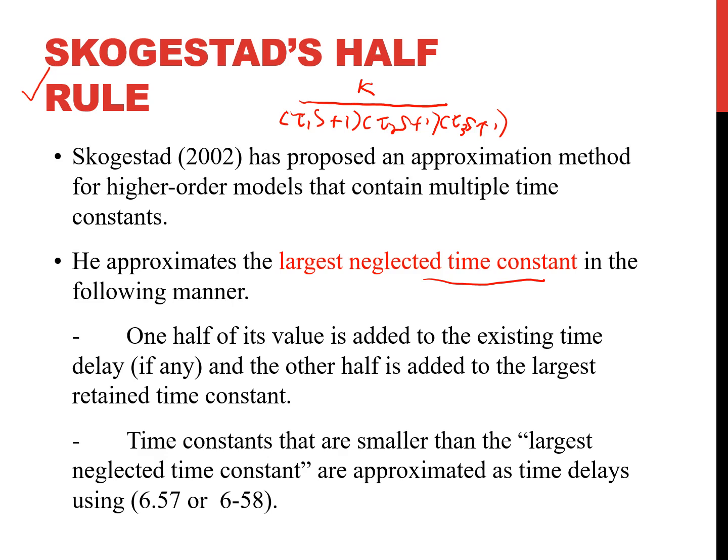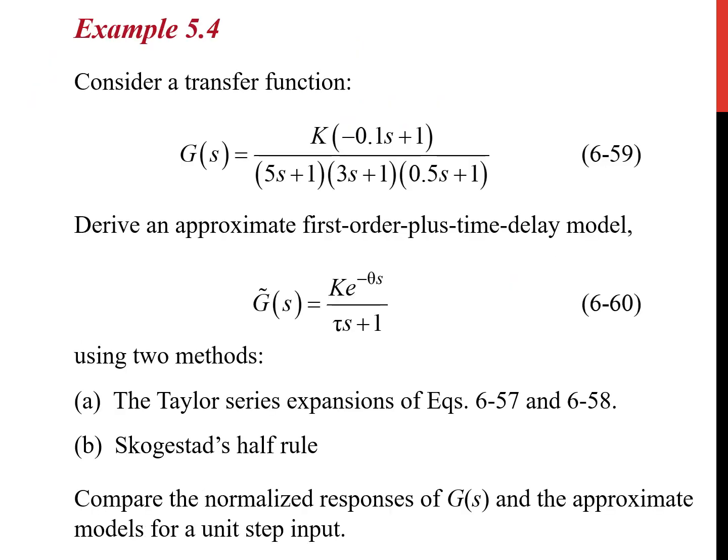The first half you add with the existing time delay, if you have that, and the other half you add with the retained time constant, and the smaller or the neglected time constant is added into the time delay. So we take a look at the example.